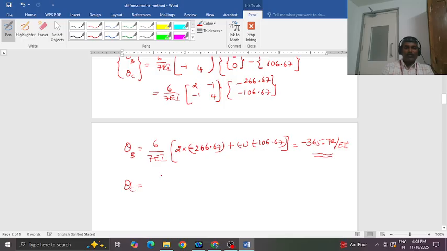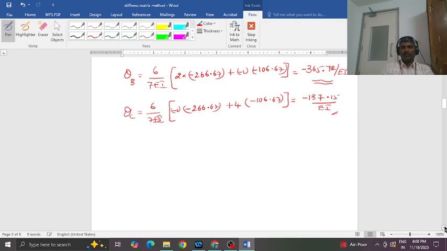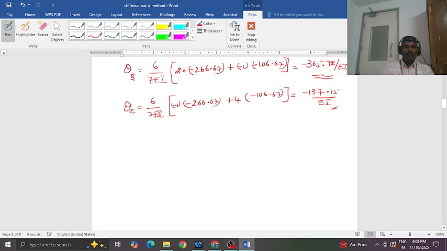Similarly, writing theta C: 6 by 7EI, minus 1 times minus 266.67 plus 4 times minus 106.67. So this will give you minus 137.15 by EI. So these are the two unknown displacements that we have identified in the structure as degrees of freedom in the very start of the problem. Right. Okay, you know the unknown displacements now.